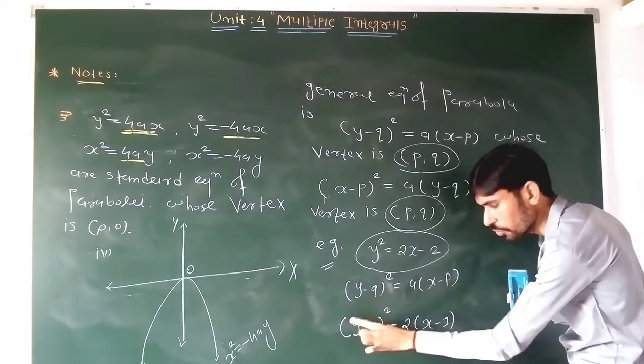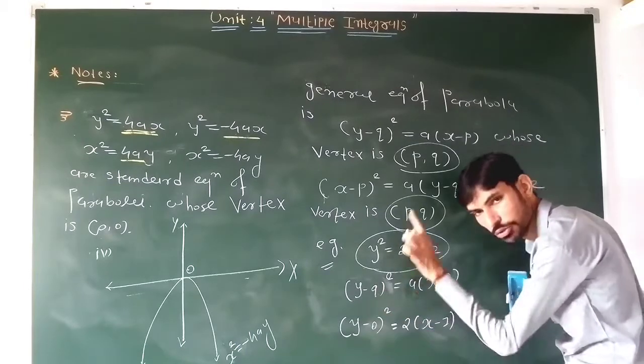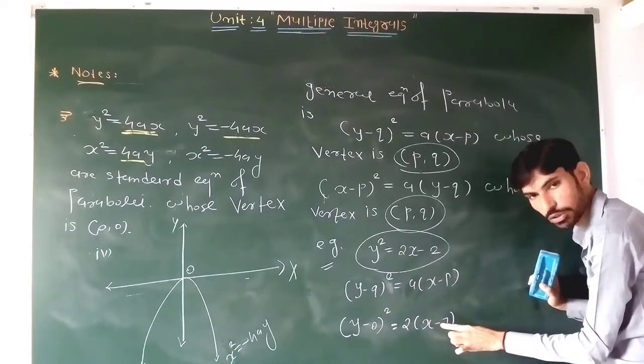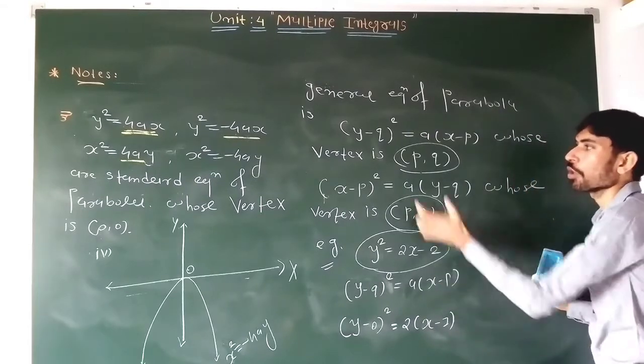So y minus q, y minus 0. So our q is 0. a is 2, x minus p, so x minus 1, so our p is 1. So our vertex is pq.